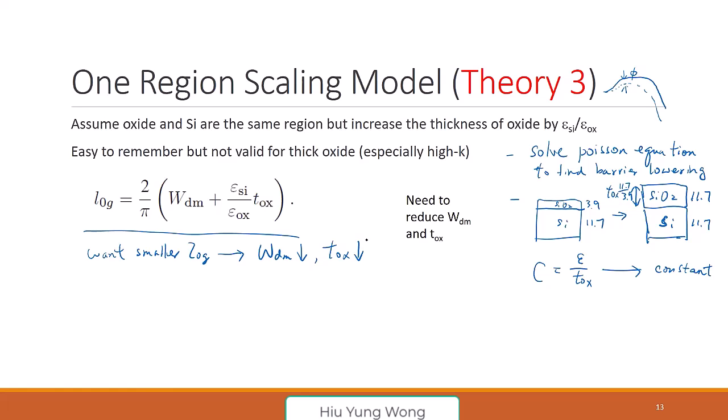Make sense? At the same time, I can increase the epsilon of the oxide, and that is related to the so-called high K dielectric. And it all makes sense because we're talking about the control. The gates want to control the channel. What I'm doing here with T-ox and epsilon ox is to increase the capacitance, right? Any questions?